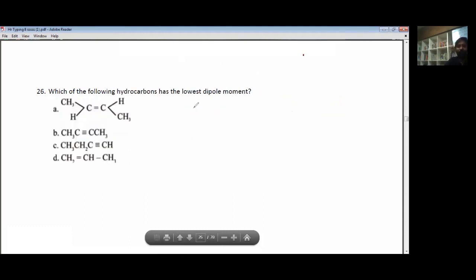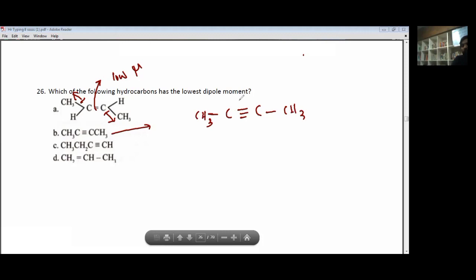Which of the following hydrocarbons has the lowest dipole moment? This is a trans molecule, planar, and has a relatively low dipole moment. This is a linear one, and in a linear one there is no compromise. Perfectly, the dipole moments get cancelled. So this will be the one with a very low dipole moment. In the others, there may be some net dipole moment.